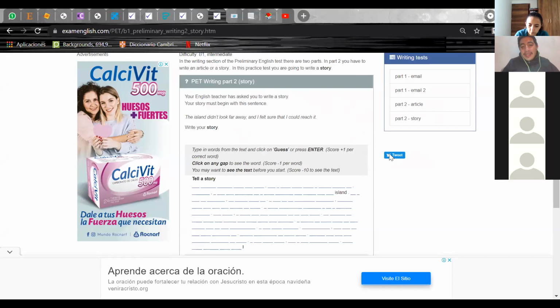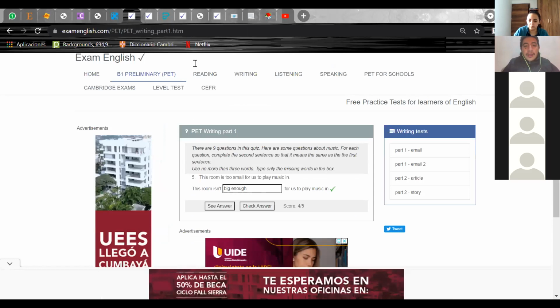So those are also some useful tips that can help you to write a story in a better way. Remember that you can find any of these structures, maybe rewriting a sentence. Also, maybe you can find responding to an email or writing an email. Also, maybe writing an article about whatever topic they give you. And the final one will be writing a short story, guys.